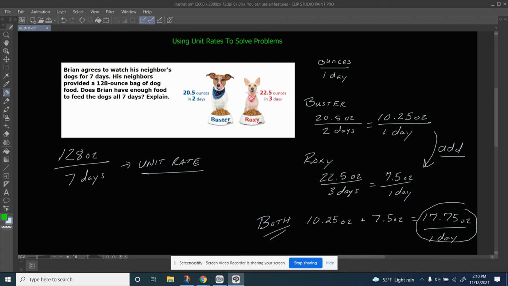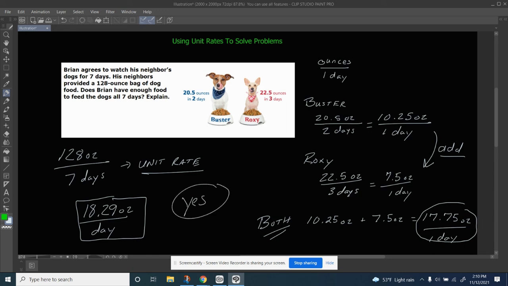And when we divide this, 128 divided by 7, we end up with 18 point, and it's a very long decimal, but we're just going to round this. We're just going to say 18.29 ounces per day. So this bag of dog food will yield 18.29 ounces per day, and we only need 17.75 ounces. So does he have enough? The answer is yes. Yes, he has enough.